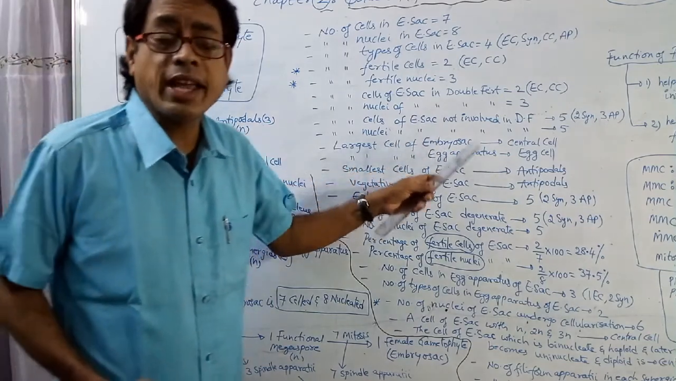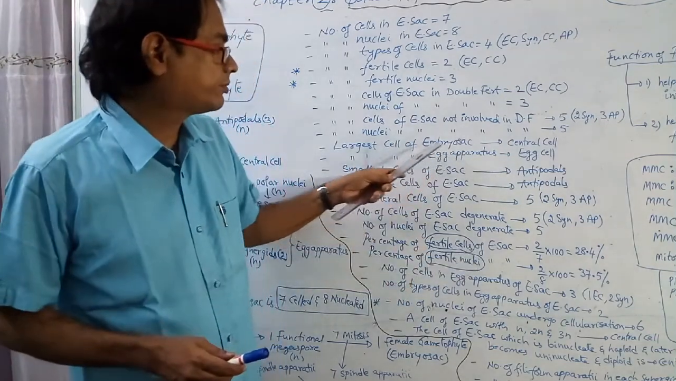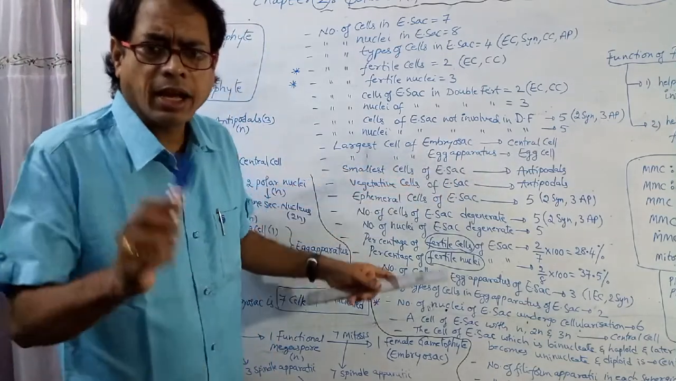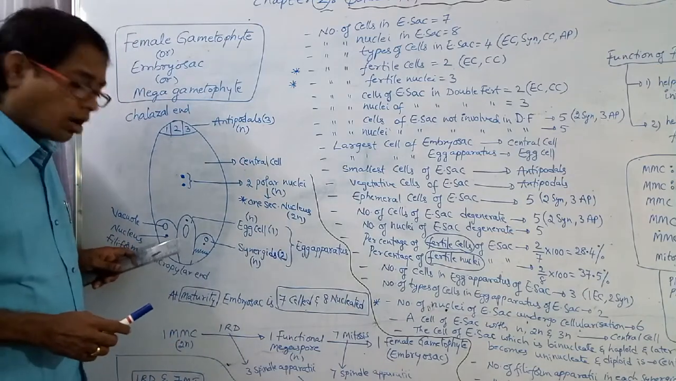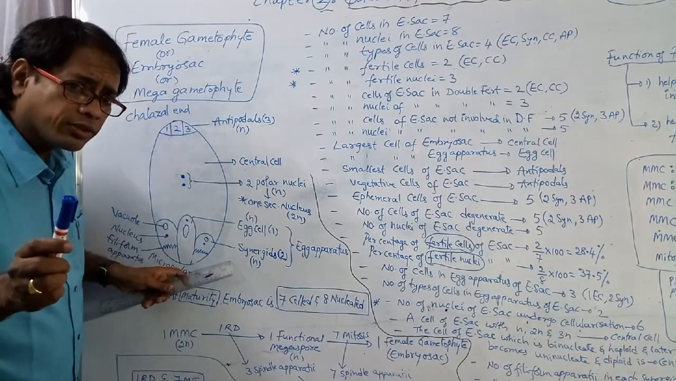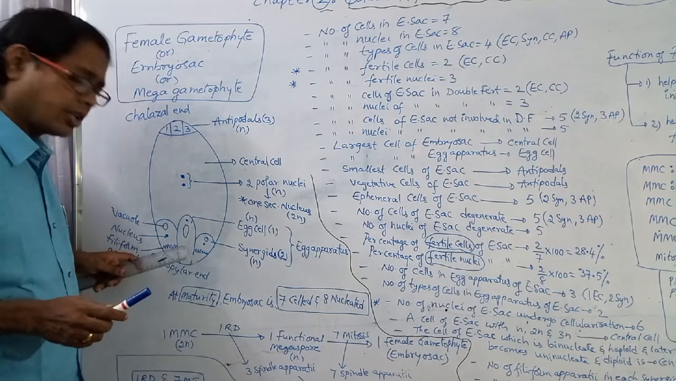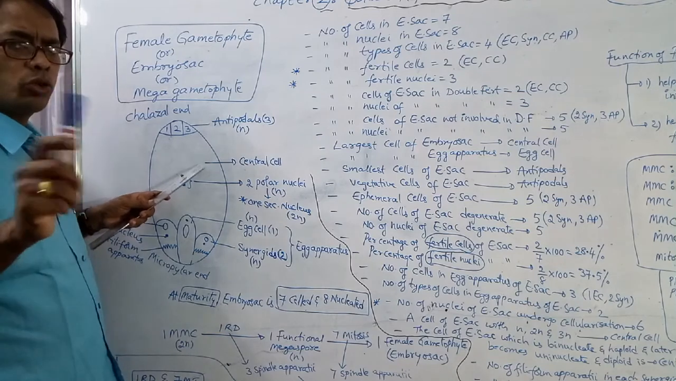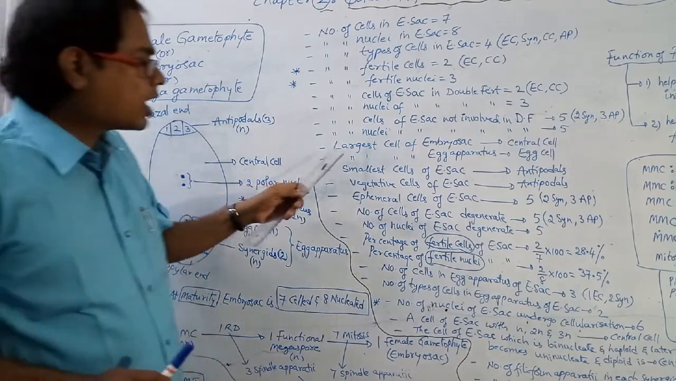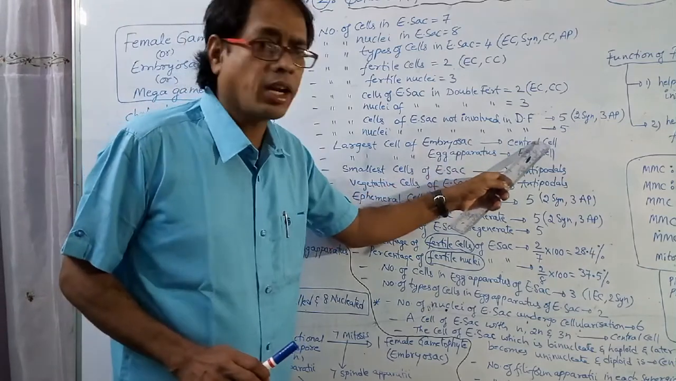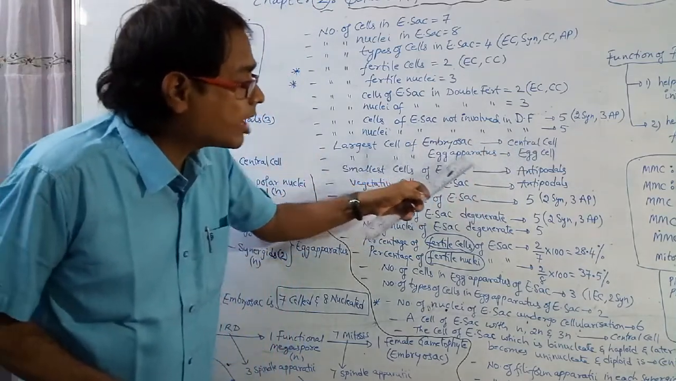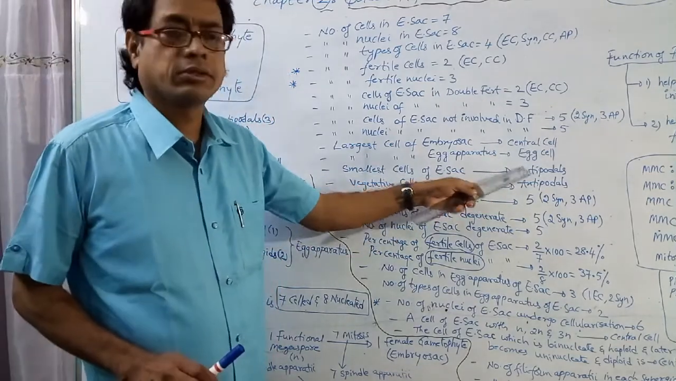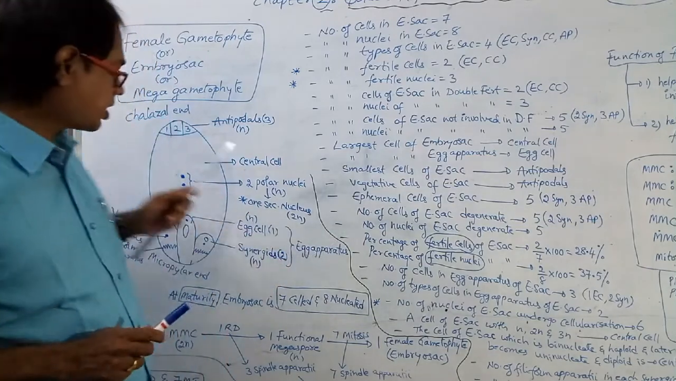The largest cell of the embryo sac is the central cell. In the egg apparatus, what is the largest cell? The egg cell. In the embryo sac, what is the largest cell? The central cell. These 2 points, try to remember. The largest cell of the embryo sac is the central cell. The largest cell of the egg apparatus is the egg cell. The smallest cells of the embryo sac are antipodals. These are the smallest.